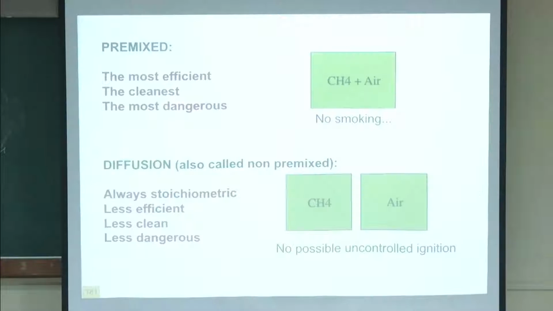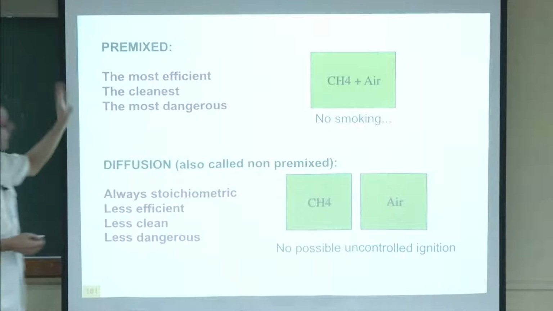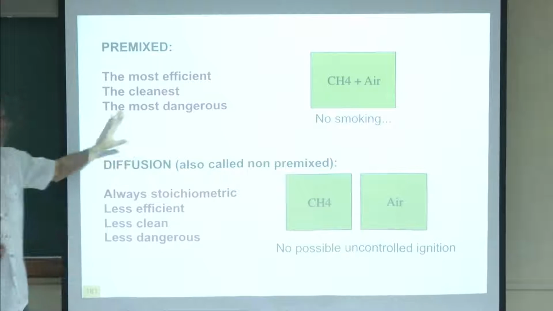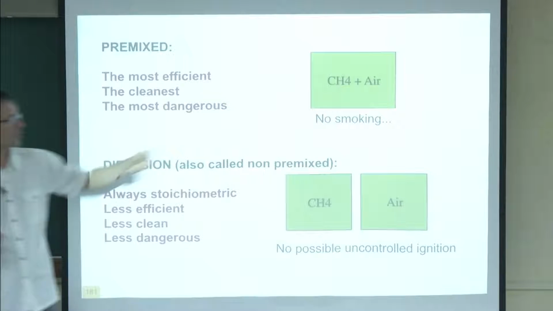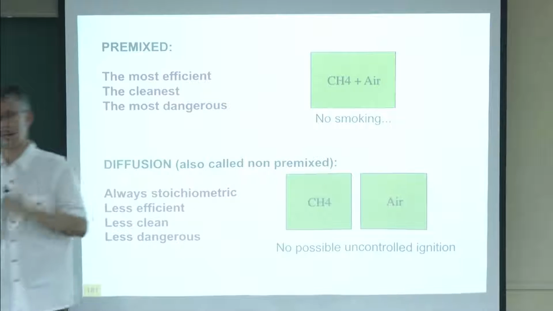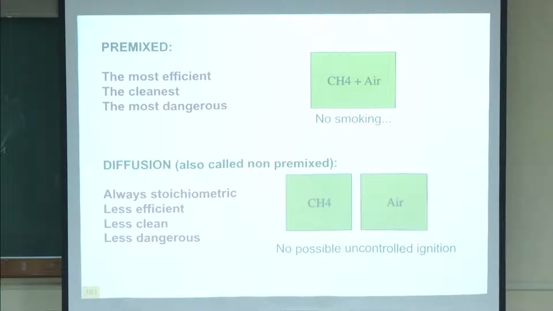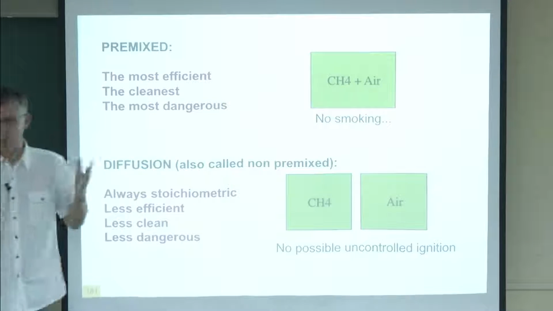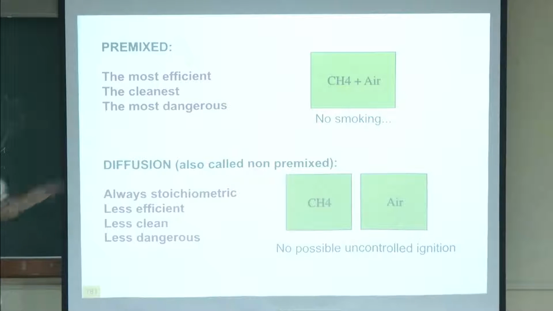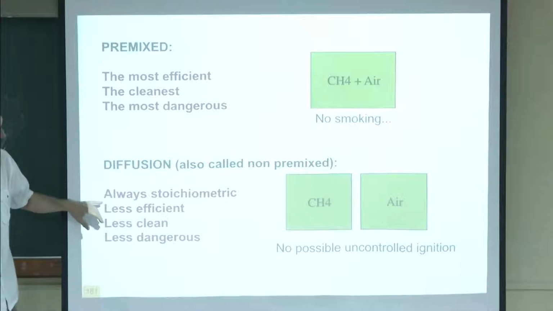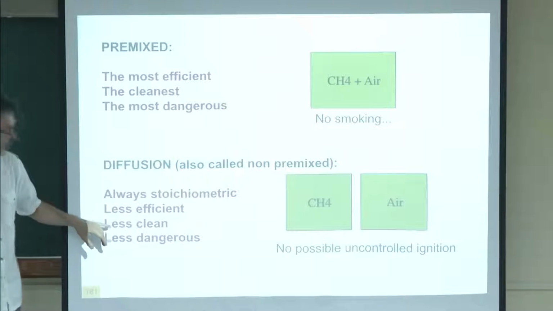So to summarize here, the premixed flames are the most efficient, they're the cleanest, but they're also the most dangerous. So if you premix things, it's clearly a big danger. And the diffusion flames, which we also call non-premixed, and you will see that there are other flames there, but let's say for the moment diffusion, are less efficient, they are less clean, and they are less dangerous.